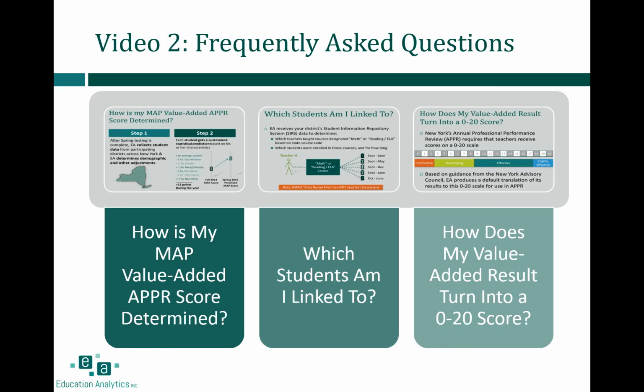In this video, what I'll be covering are a number of frequently asked questions, and a few are below just to give you a sense of what this is going to be about. First of all, we're going to be going over how your MAP value-added score is determined. We're going to be talking about which students you are linked to, as well as how your value-added result turns into a 0 to 20 score, as well as a few other frequently asked questions that we've been including here.